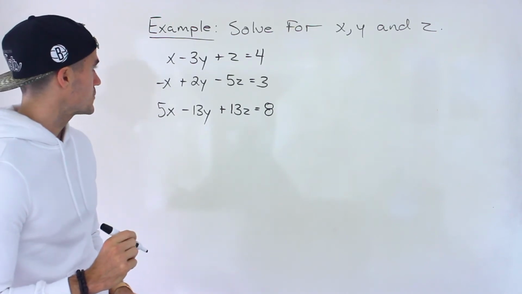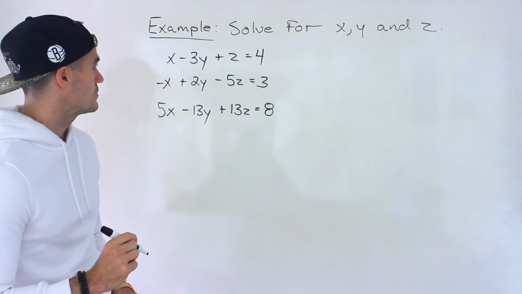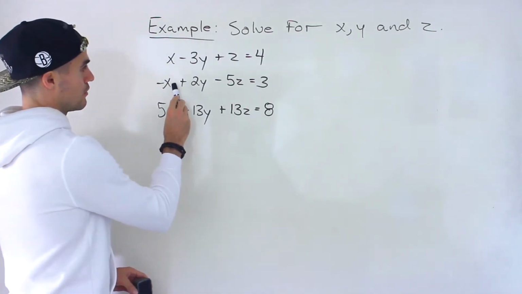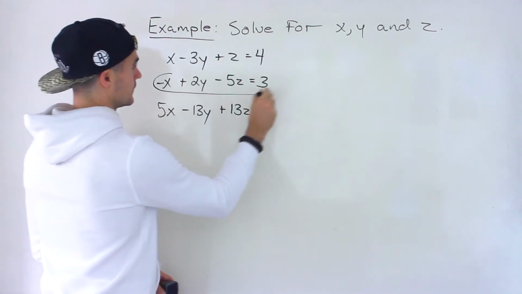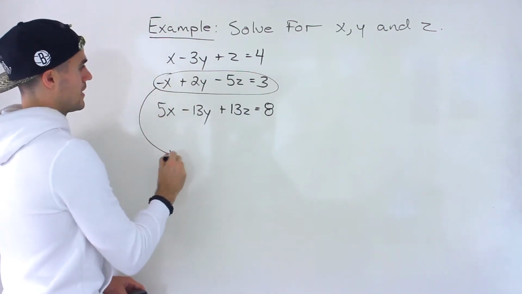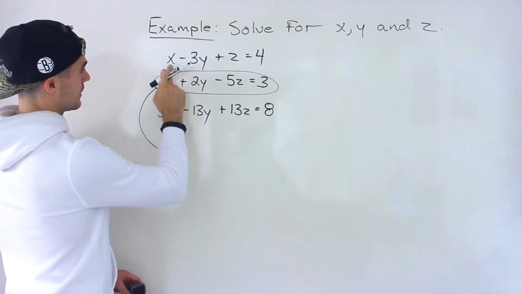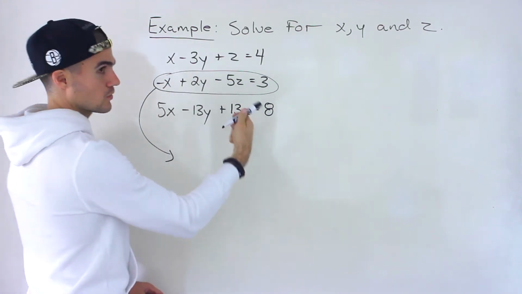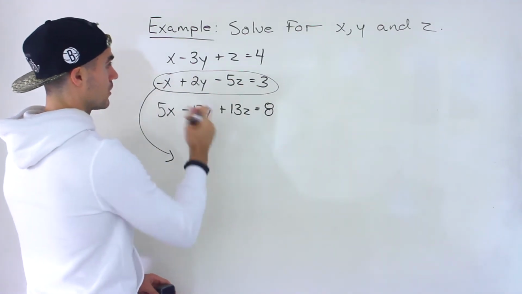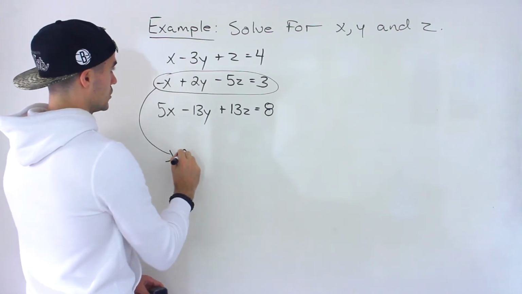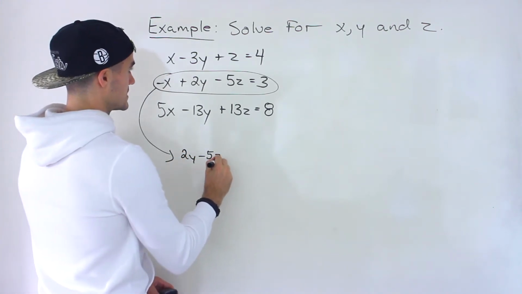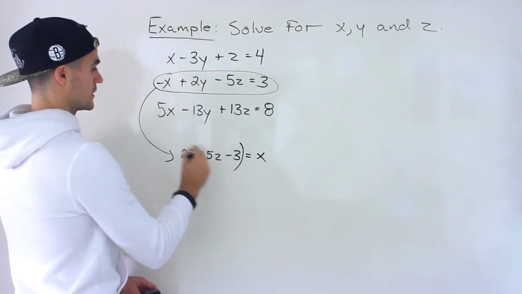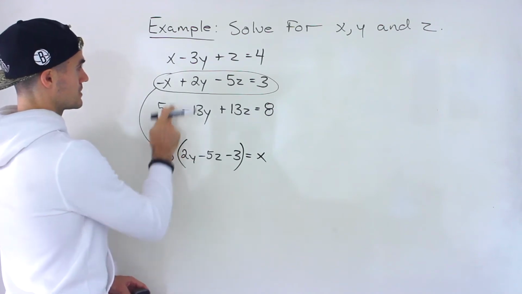So the way I'm going to approach this one is I'm going to do substitution, and I'm going to isolate for the x in this equation. And then I'm going to plug in that expression for this x value and then that x value. So when I do that, I'll just bring the negative x over, so it'll become positive x, and then I'll bring the 3 over. So we'd end up having 2y minus 5z minus 3 is equal to x. So then I'm going to take this and plug it in for this x and then that x.